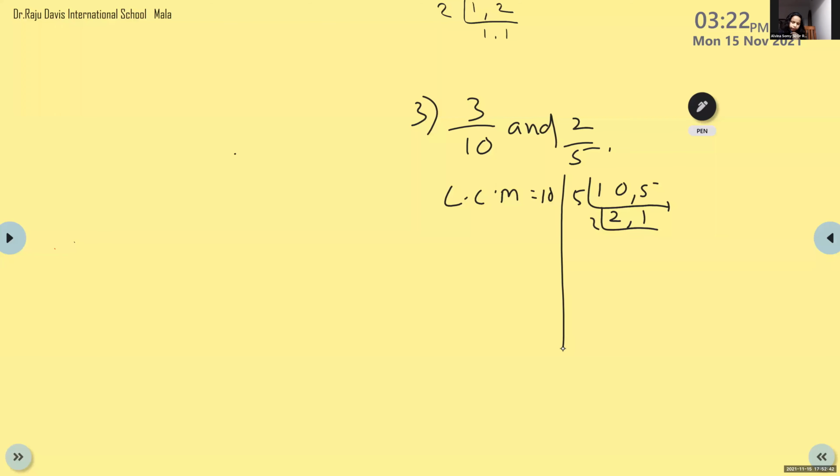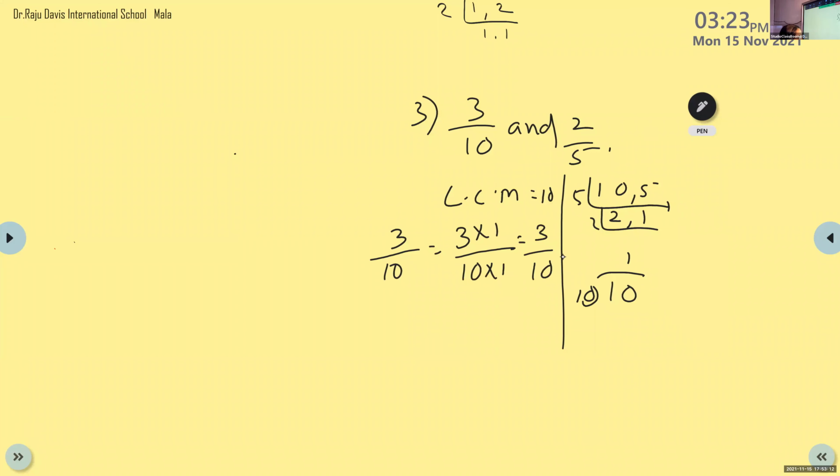We have to divide. Take the first fraction, 3 by 10. 10 you have to divide by 10. You will get 1. Ma'am, in 10 and 5, we can write also 2 by 5? No, only the denominator you divide. 10 into 1, 3 into 1 is 3 divided by 10. This much you got now?